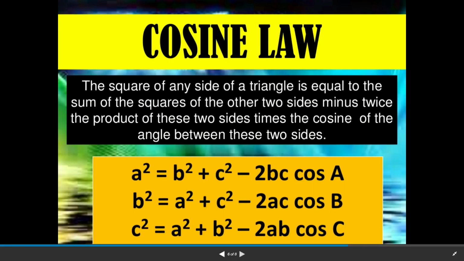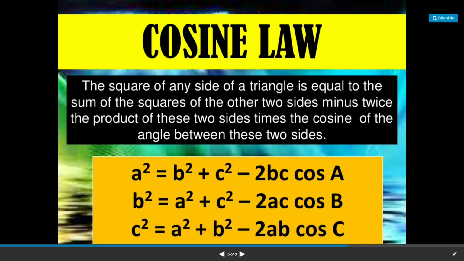Okay? We also have the cosine law. The cosine law is the square of any side of a triangle is equal to the sum of the squares of the other two sides minus twice the product of these two sides times the cosine of the angle between these two sides. So we have this formula.